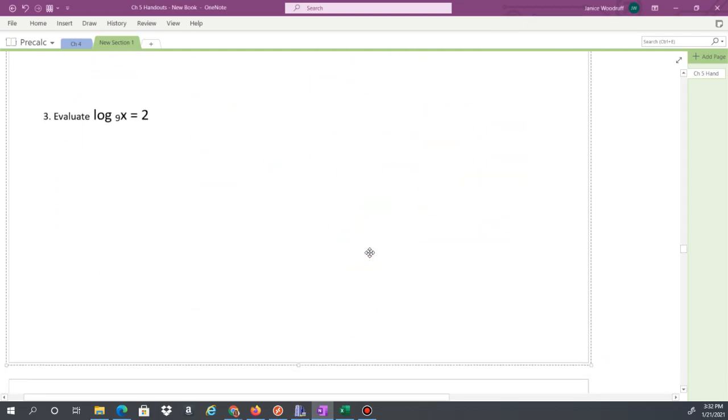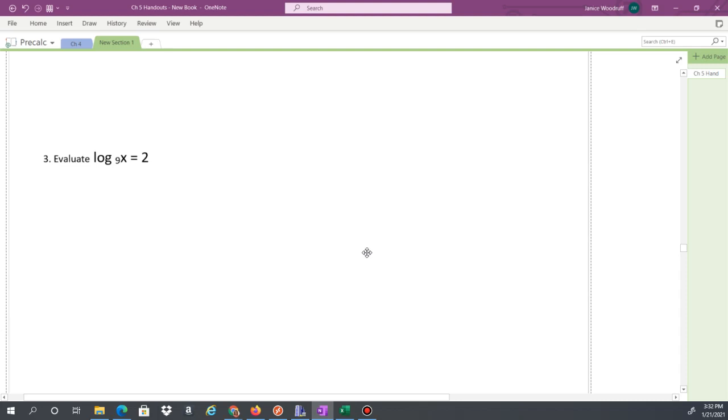All right, and then number 3, we're going to evaluate this last logarithm here. So you've got log base 9, your base is 9, your answer is x, your exponent is 2. So 9 squared is 81. So there your answer is 81.